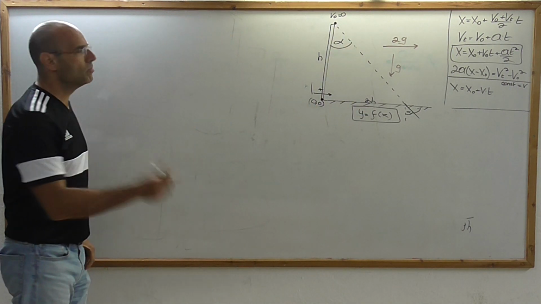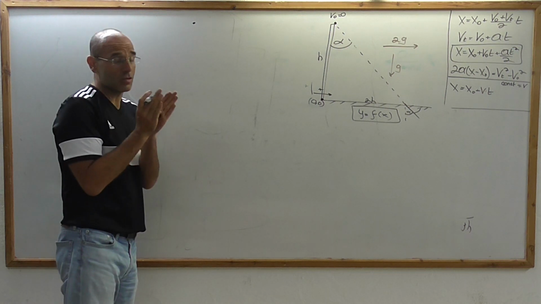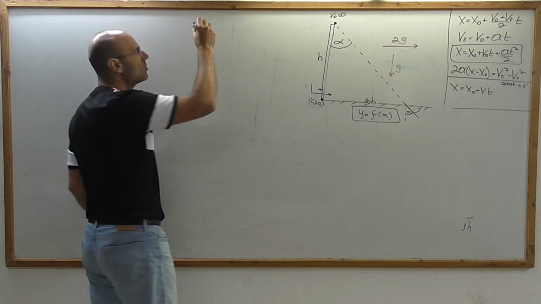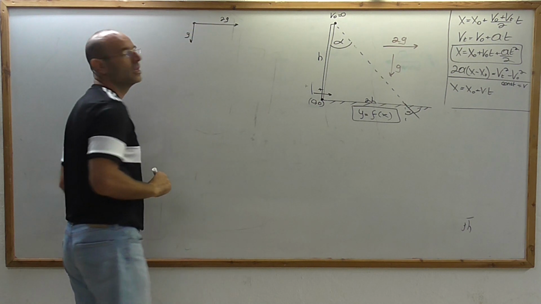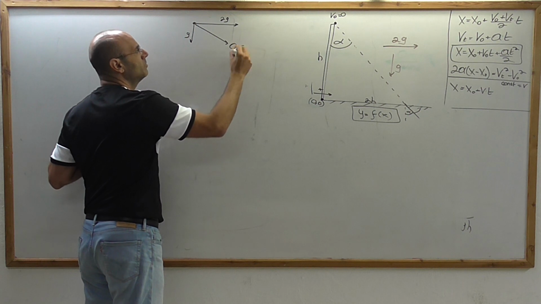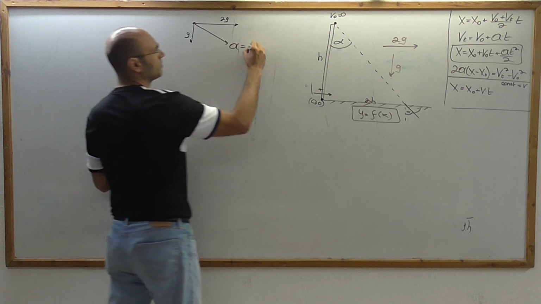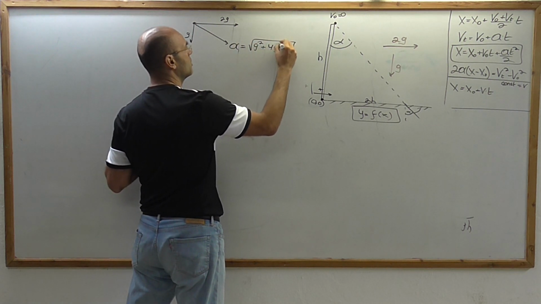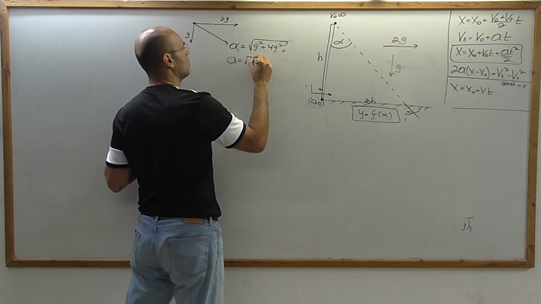What do I know about this ball? This ball is resting, is not moving. It feels two accelerations. It feels 2g here and 1g here. So it feels a resultant acceleration, the square root of g squared plus 4g squared, which is square root of 5g.